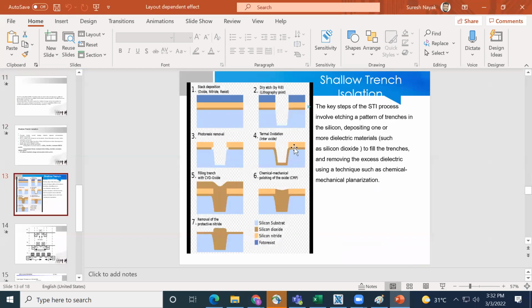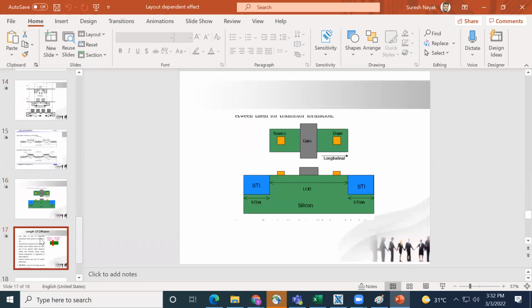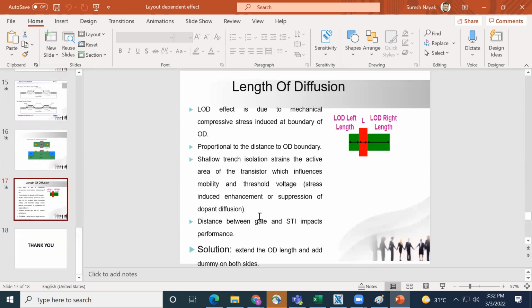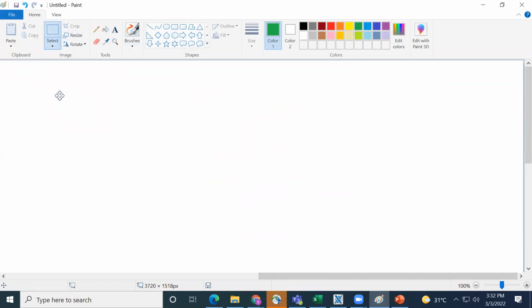That is called STI. This is how they are making drains. Here they are using an oxide layer. This is your STI. Length of diffusion, mechanical compressive stress, inner boundary. Solution: add dummy on both sides. I'll tell you that point also, and you will complete WPE. All topics will be covered.